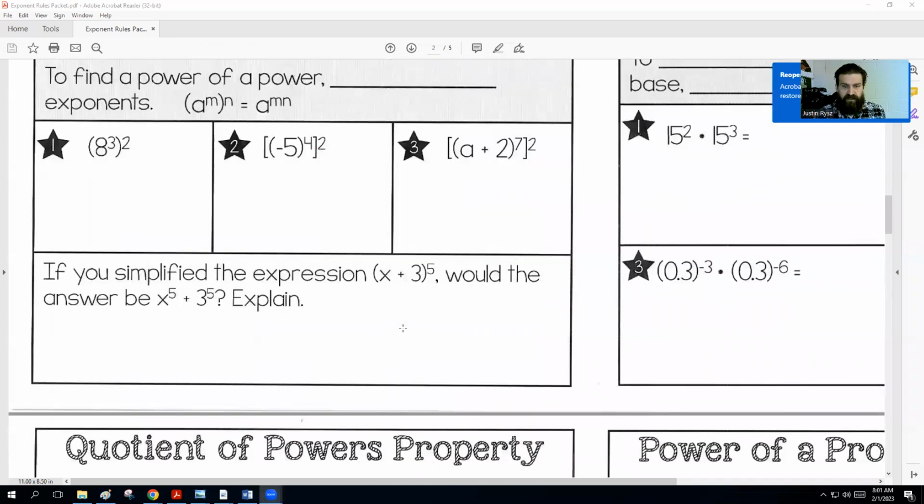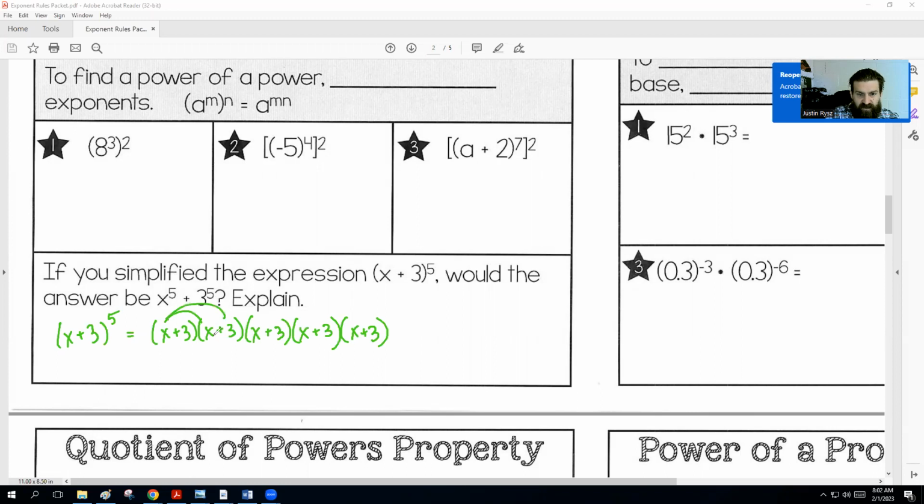Okay, so here we go. Let's talk about this. If you simplify this expression, would the answer be x to the 5th plus 3? No, it wouldn't be. Because if we think about it, if we got x plus 3 to the fifth, what that would mean is we're going to do x plus 3 times x plus 3 times x plus 3 times x plus 3 times x plus 3.